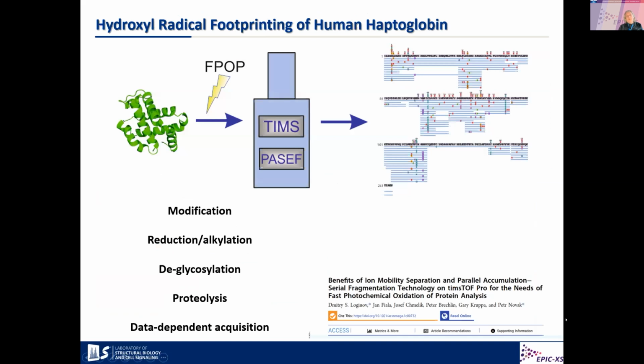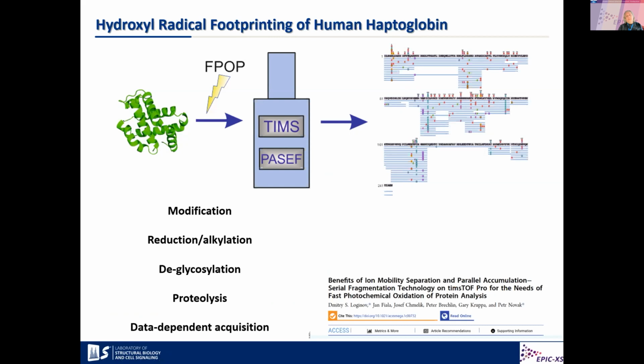It's very important to know that after the labeling pulse, you have a chance to reduce and alkylate your protein sample. If it's heavily glycosylated, you can use PNGase to deglycosylate it, then digest the proteins, and then do regular LC-MS/MS data-dependent acquisition. It's quite complicated to analyze the data.